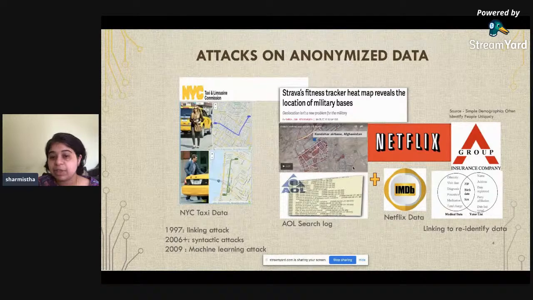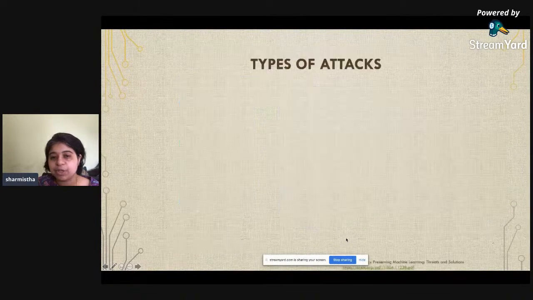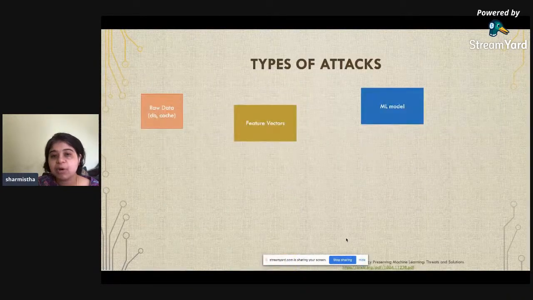The same we can see with even the Strava's Global Heatmap, and Netflix and IMDb data. Attackers were able to combine those and retrieve all that data. A group insurance company also found their system had been compromised with this kind of linking attack. And there are also other syntactic attacks like Trojan horses, which attack the models and try to get the information. Now let's see how these attacks happen in a machine learning model.